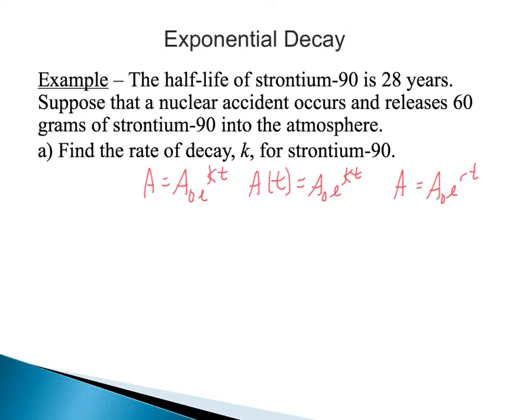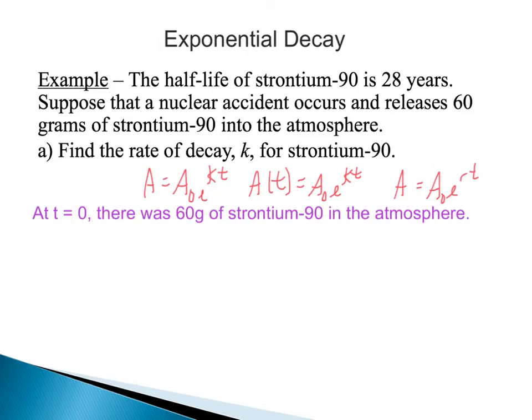So in this problem, we have the half-life of strontium-90 is 28 years. Suppose that a nuclear accident occurs and releases 60 grams of strontium-90 into the atmosphere. We want to find the rate of decay, k, for strontium-90. So if we think about this, first we want to understand that at t equals 0, as soon as the nuclear accident occurred, we had 60 grams of strontium-90.